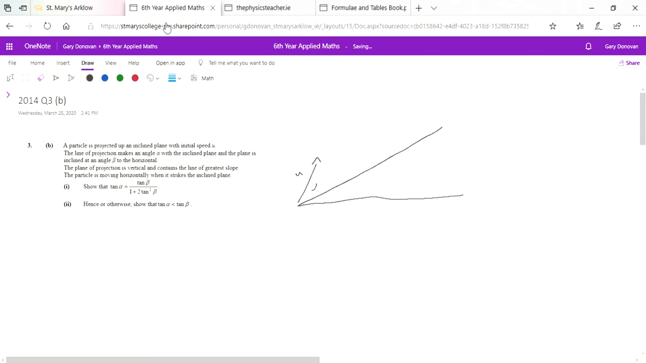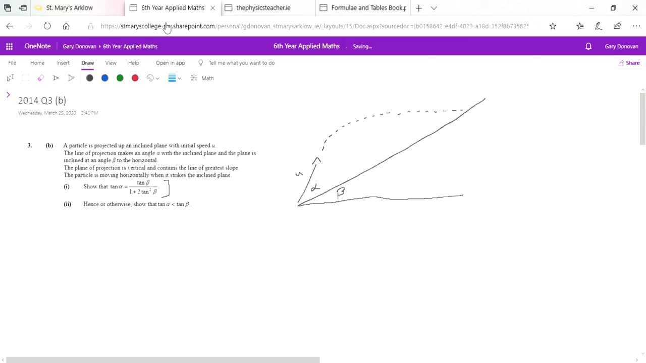So this angle here is our alpha, and the plane is inclined at an angle of beta to the horizontal, so this angle is beta. The plane of projection is vertical and contains the line of the greatest slope. The particle is moving horizontally when it strikes the plane. So when this particle goes up here and it lands in a way that it's horizontal. Show that tan alpha equals tan beta over 1 plus 2 tan squared beta.